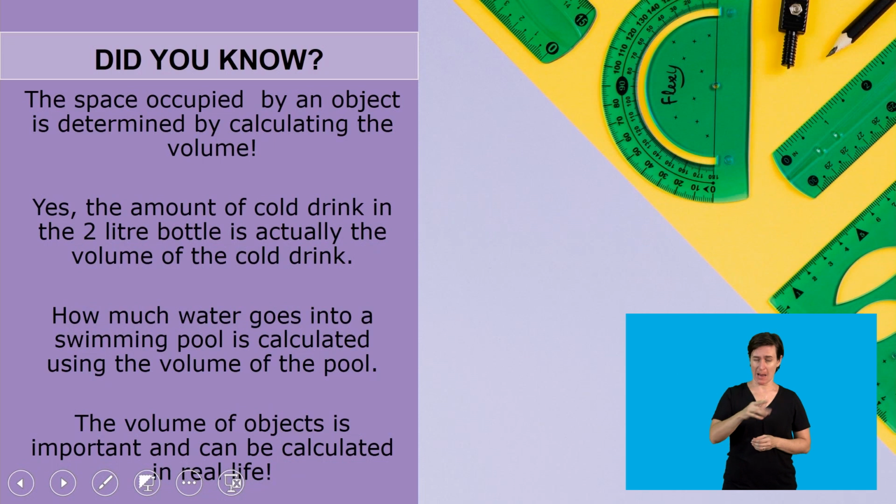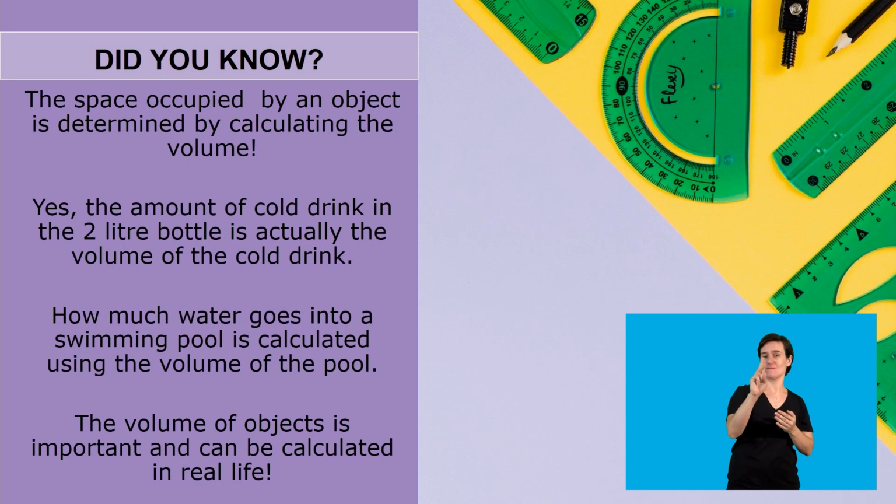Let's start off our lesson with a did you know. Did you know that the space occupied by an object is determined by calculating the volume? Yes, the amount of cool drink in the 2-liter bottle is actually the volume of the cool drink. How much water goes into a swimming pool is calculated using the volume of the pool. The volume of objects is important and can be calculated in real life.